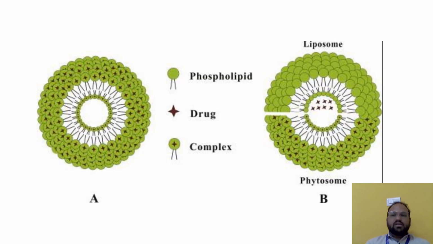So this is how you differentiate in the structure. See, in A you can see there is a complex formation between the phospholipid and the drug, which is a plant extract. In liposomes, the drug extract is at the center, where the phospholipids are covering it. So this is the major difference between liposome and phytosome.